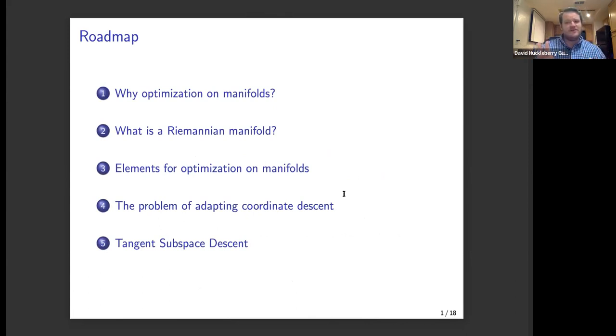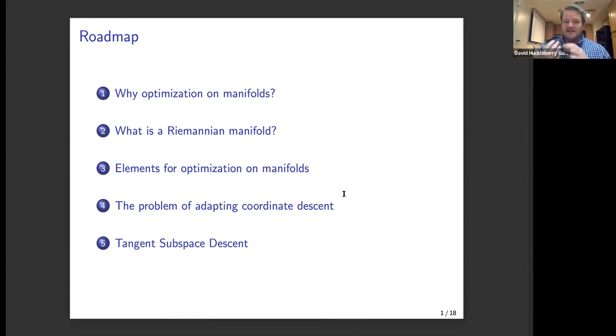We're going to talk about why we would even care about optimization on manifolds, give you a little bit of motivation. I know in optimization, we sometimes talk about infinite dimensional spaces, but we don't oftentimes talk about curved spaces, although they're becoming of more interest recently. So for those of you who are not in the Riemannian milieu, we'll give a bit of an introduction as to why we would care about that.